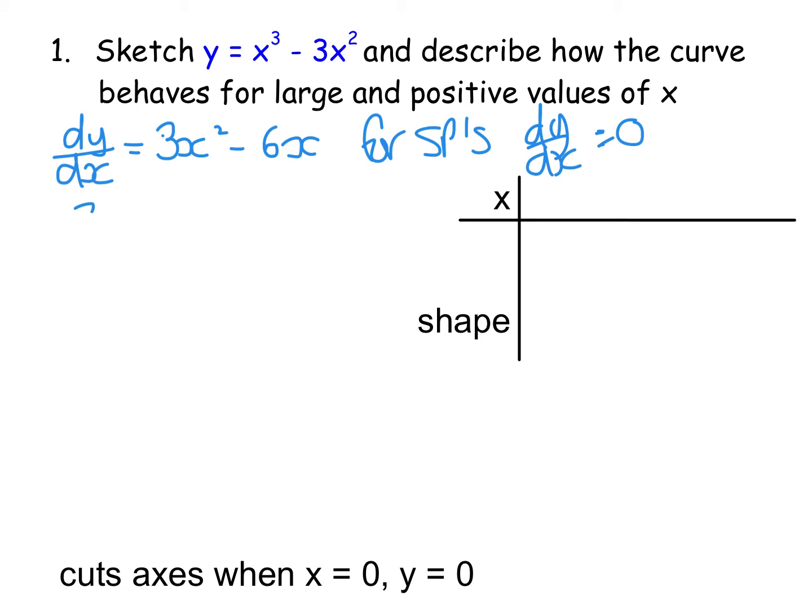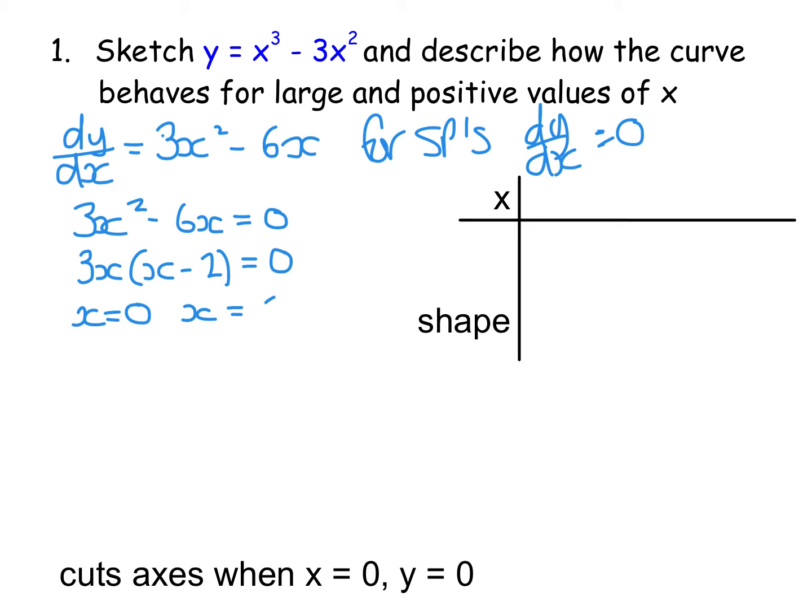So we now set this equal to 0. And remember, this is now factorising. Common factor, difference of two squares, trinomial. In this case, it's a common factor of 3x, leaving you with x take away 2. So when you break that up, the first bit gives you x is 0, second bit gives you x equals 2.